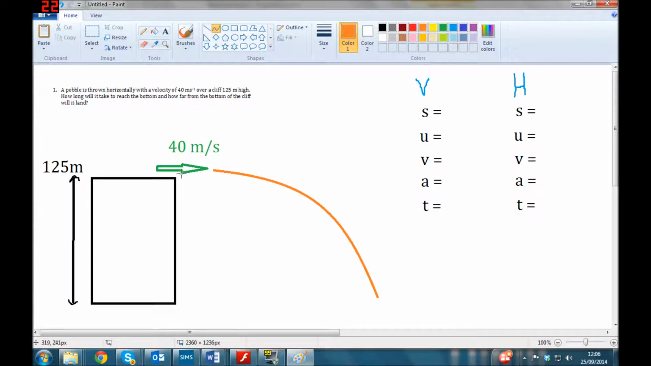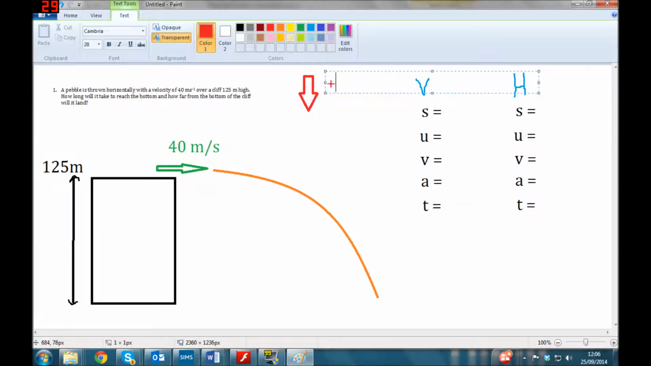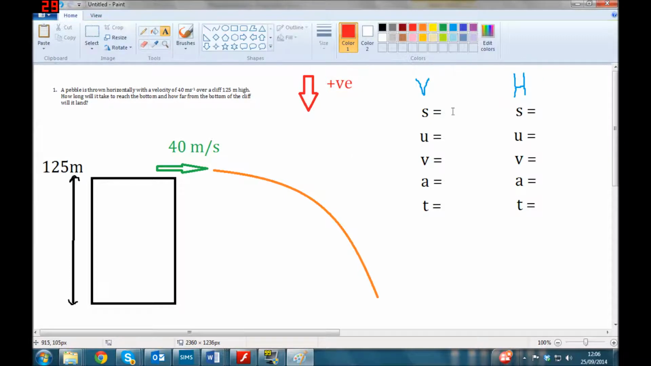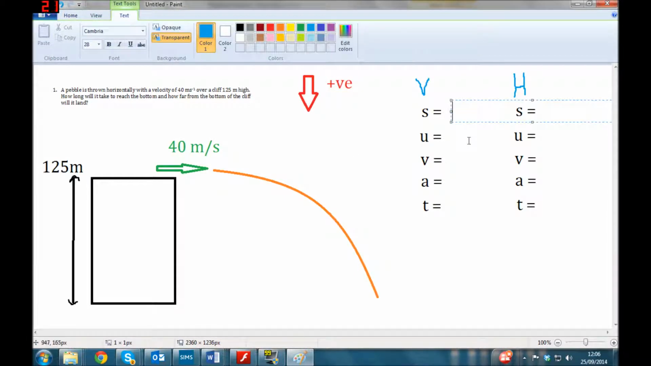So from the start up here down to the bottom, what can we write? Well, the first thing, let's do it in blue. The first thing is the displacement vertically. I'm going to choose downwards as my positive value today. So let's write that here and label it. So this is positive. Downwards is positive. So let's write down what we know. So displacement is going to be 125 meters.